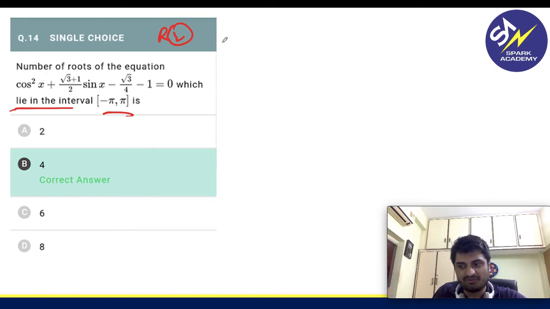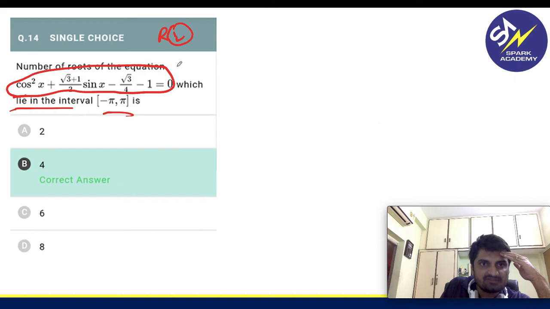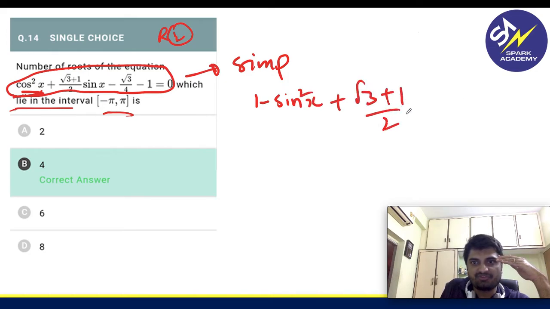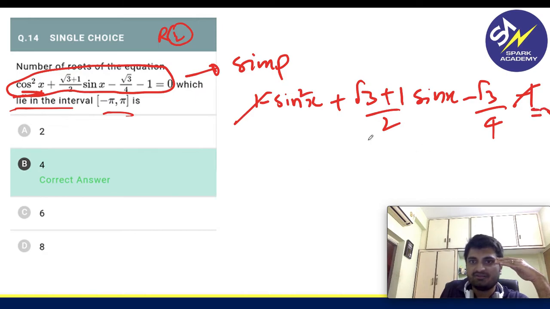Now tell me, guys, 14th question. The roots of the equation they have asked. How will you find the roots of the equation, guys? I can just simplify this. I have to do a simple simplification. How will you simplify cos square? I can write it as 1 minus sin square, plus root 3 plus 1 by 2 sin x, minus root 3 by 4 minus 1, cancelled, equal to 0 I am getting. So you can simplify this.